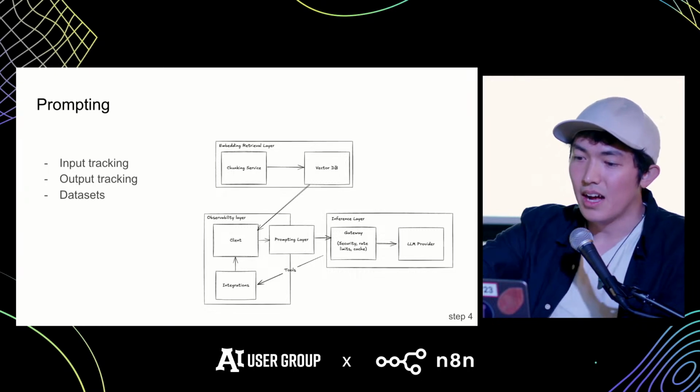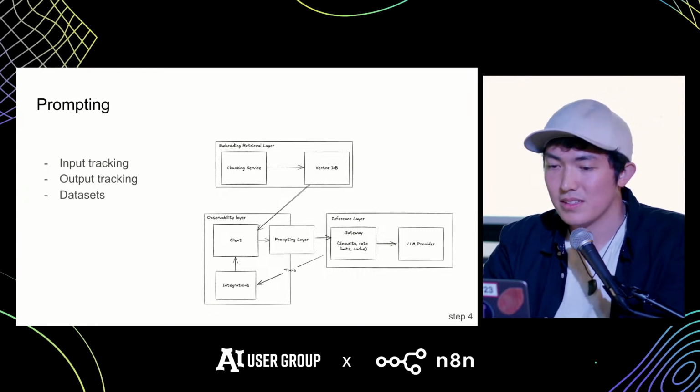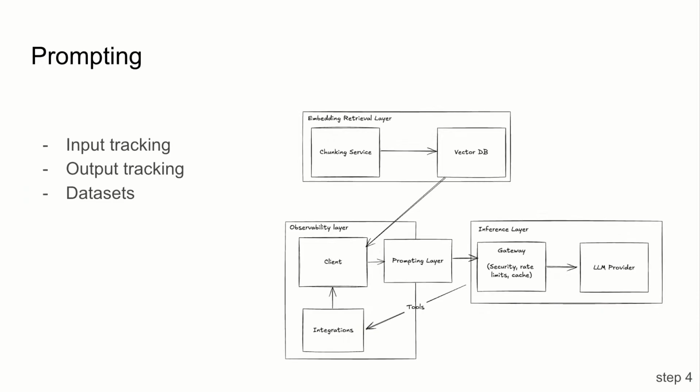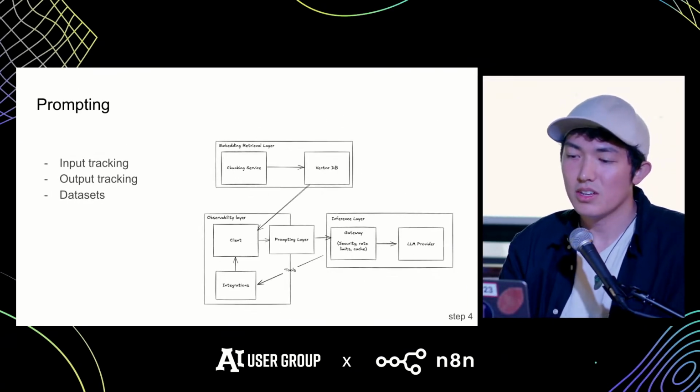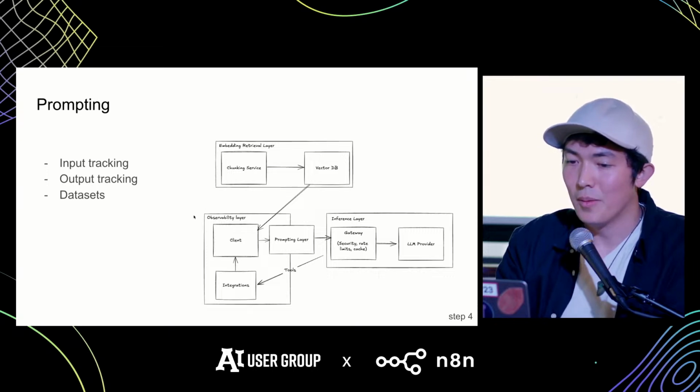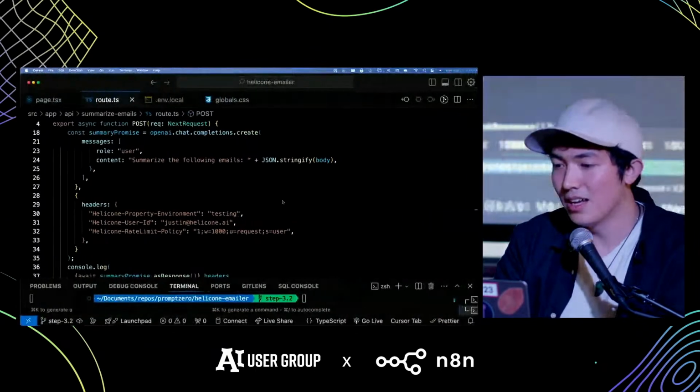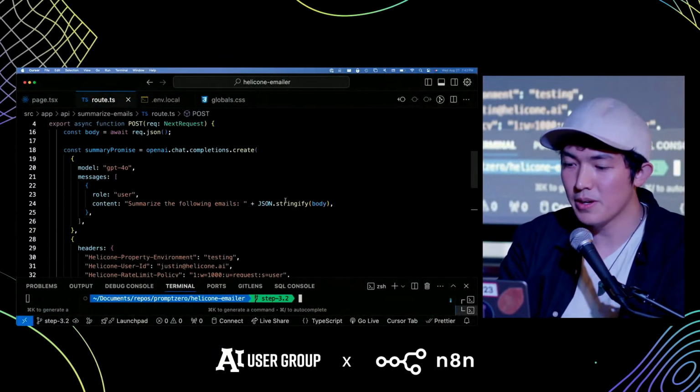The next layer we typically see is prompting, where users want to be able to track the inputs and outputs and generate some data sets with this prompting layer. It's really helpful, especially on the fine-tuning side of things, like generating data sets, creating those JSONLs, and kicking off a fine-tuning job. And we also provide this in Helicone, which is a prompt management library.